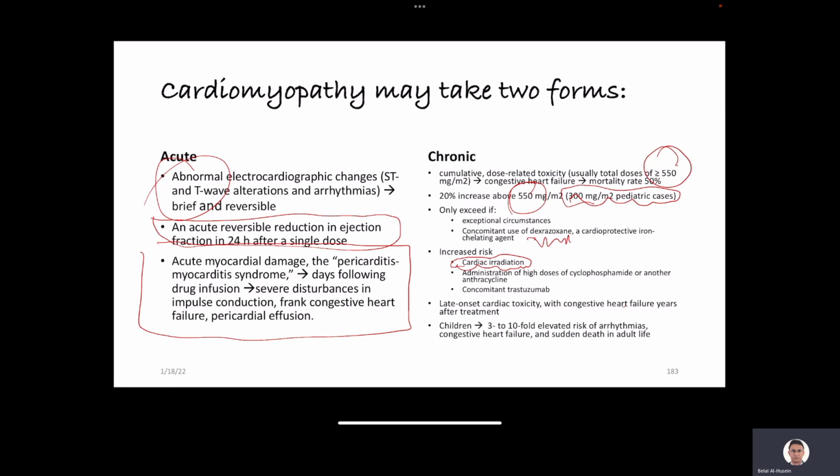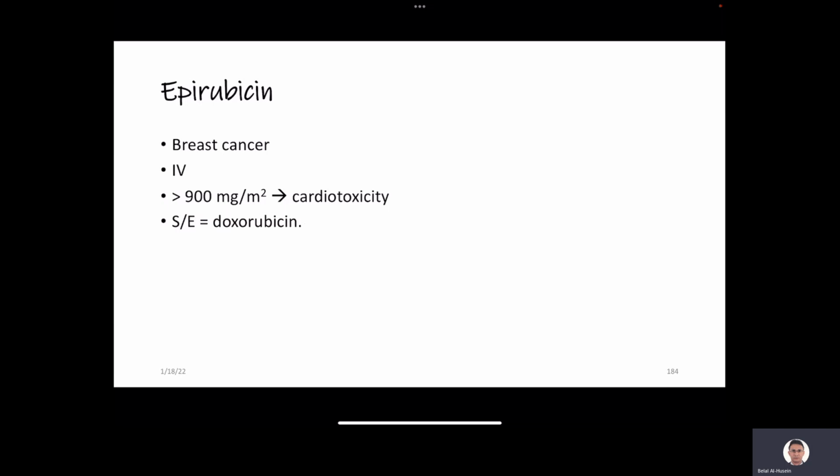Now, there is a late onset of cardiac toxicity that could happen years after finishing therapy. This is more expected in children. It is 3 to 10 fold higher. Children also have more expected arrhythmias, and you could also expect sudden death in children exposed to anthracyclines during their childhood.